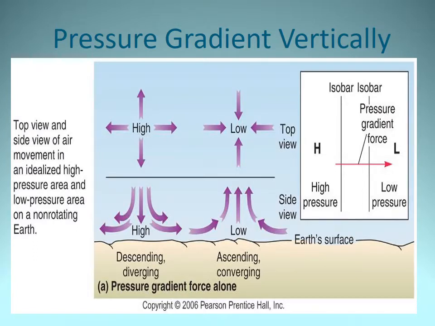Another way of looking at it is from the side. Air down here leaves the high and goes toward the low. This diagram is showing you another way of looking at it through isobars. Again, with the pressure gradient force, air goes from the high to the low, and there's a right angle here between the isobar and the force, which is also in this case the wind.